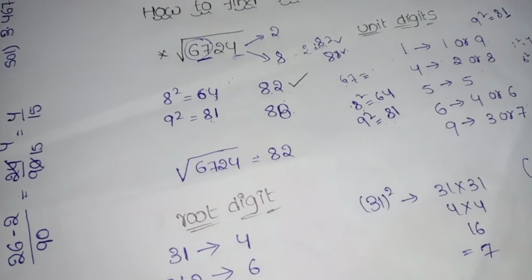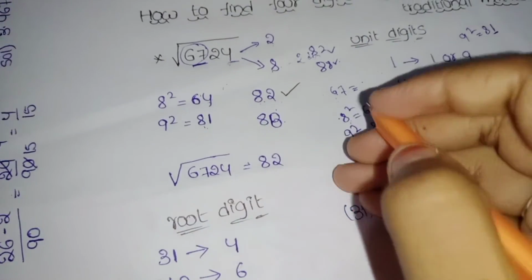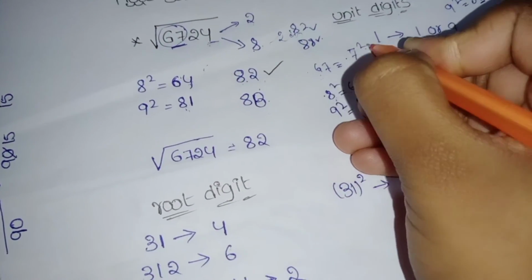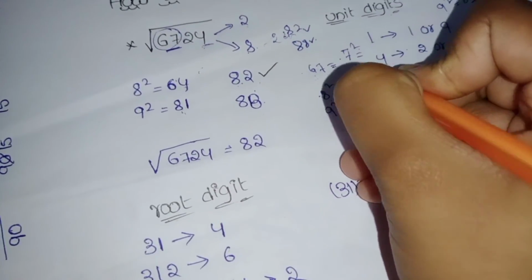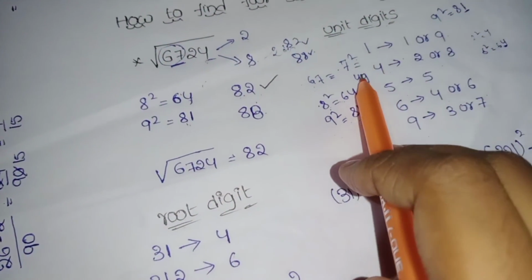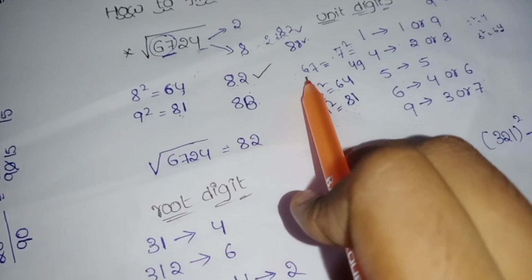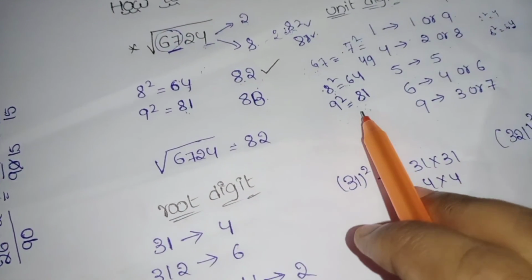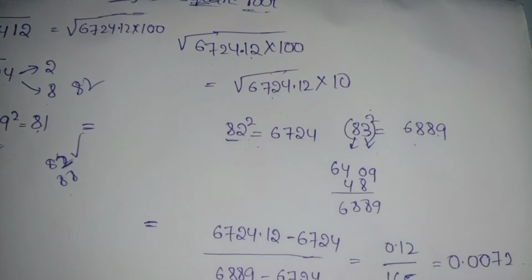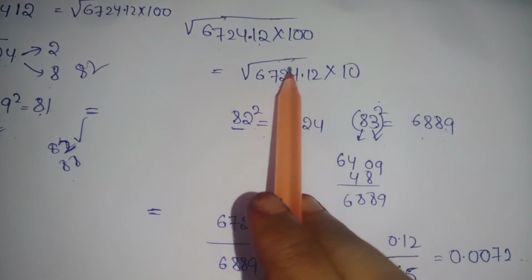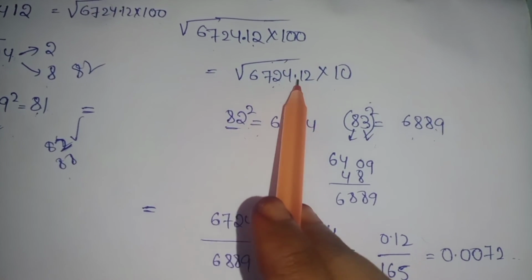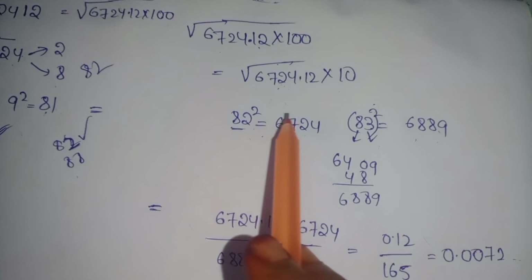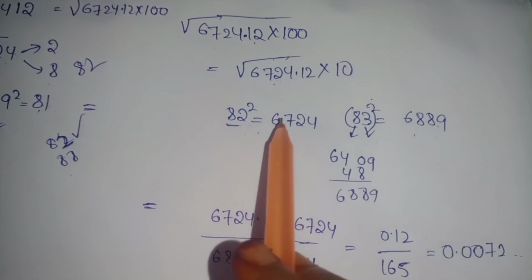Why ma'am are you taking 8 square? Why don't you take 7 square? Yes, 7 square is 49. 49 is far from 67. Yes, 81 is also far. Getting the square root of 6724. What is the square root of 6724? 82. So 82 square equals 6724.